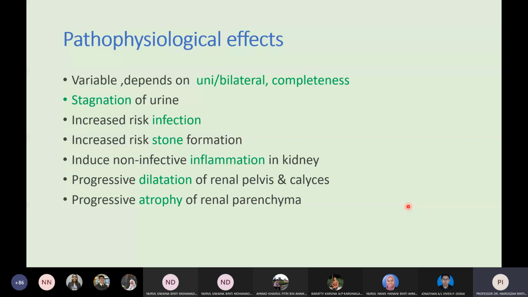Because of the obstruction, things just become static. That leads to stasis of urine. That itself predisposes to the risk of infection and stone. And along the way, because of the injury, inflammation of the kidney is being provoked. Because of the collection of urine that cannot come out, that produces progressive dilatation of the renal system. Eventually, there's progressive atrophy because of the pressure of the dilatation.